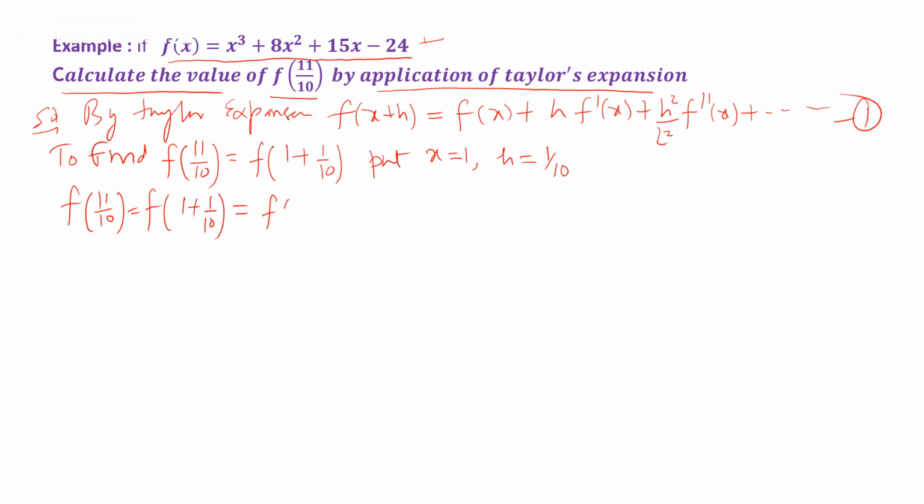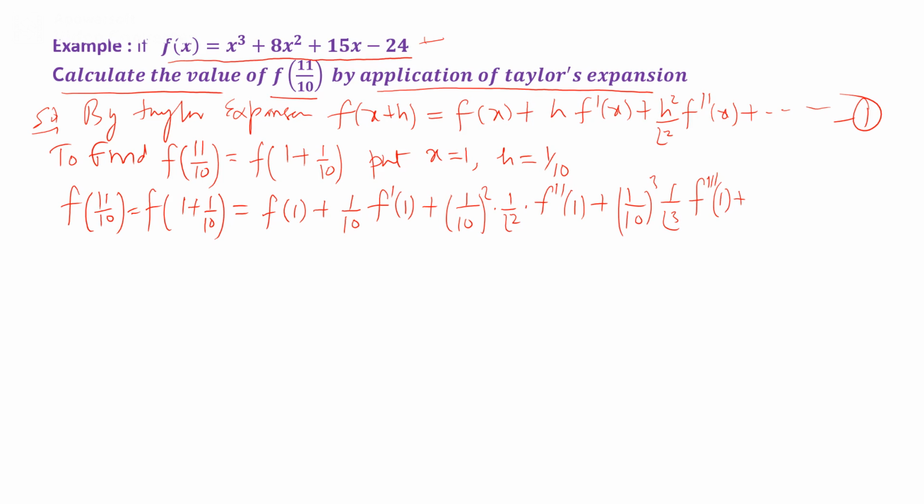We write f at 1, plus 1 by 10, that is h, f dash at 1, plus 1 by 10 whole square into 1 by factorial 2, f double dash at 1, plus 1 by 10 cube, 1 upon factorial 3, f third derivative at 1. And as you know the function is of degree 3, so the fourth derivative becomes 0. That's why we expand that function up to the third derivative.